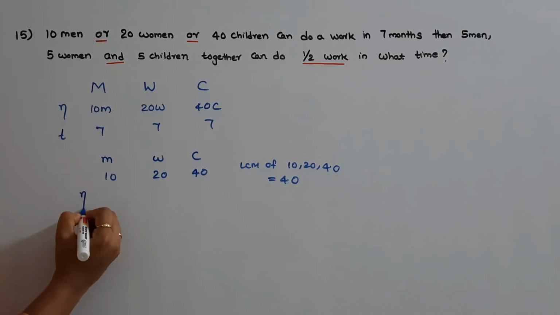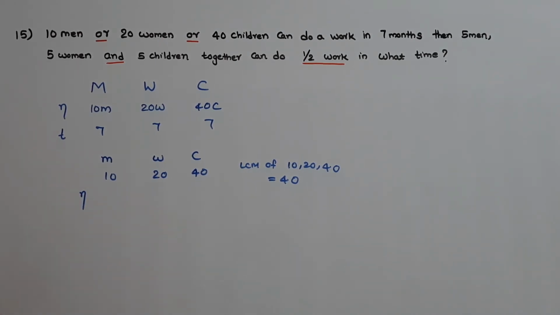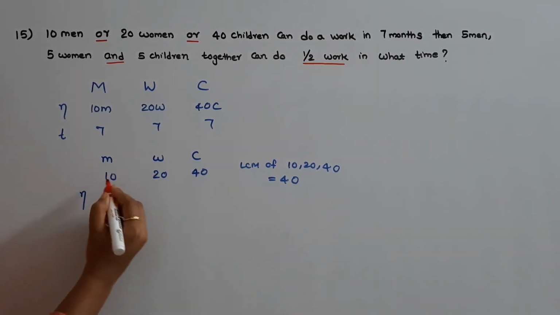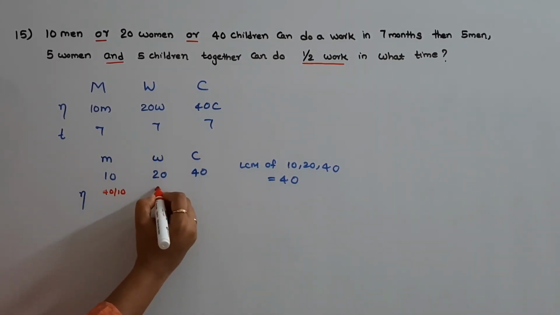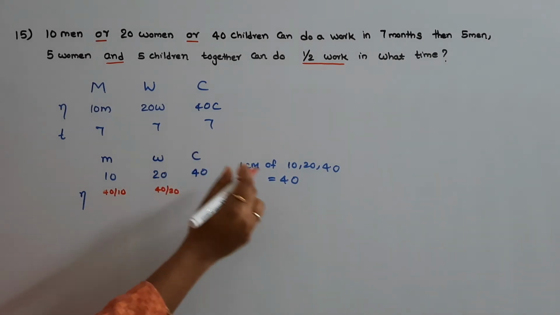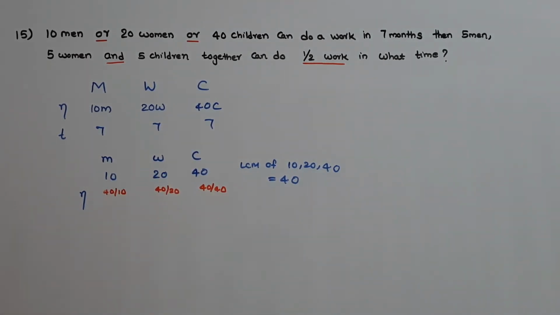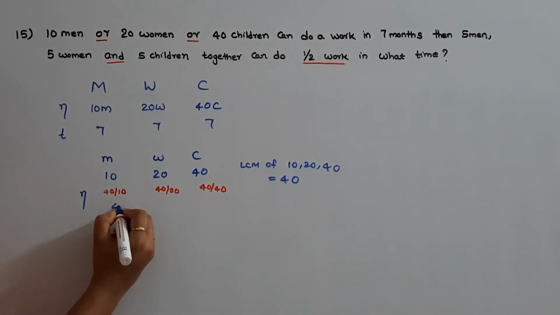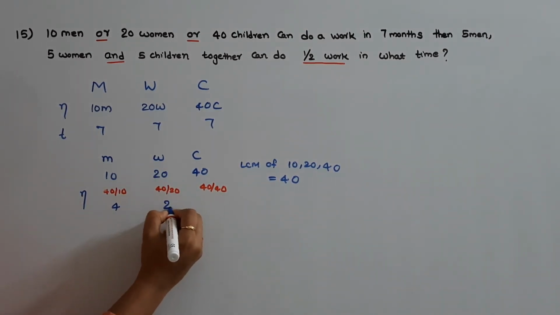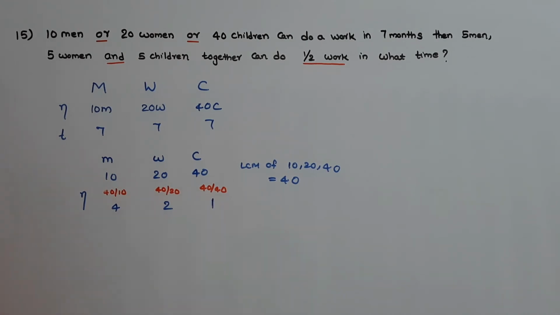Now, what will be the efficiency of one man? Efficiency of one man will be 40 divided by 10. And efficiency of one woman will be 40 divided by 20. And efficiency of one child will be 40 divided by 40. So, efficiency of one man is 4, one woman is 2 and one child is 1.